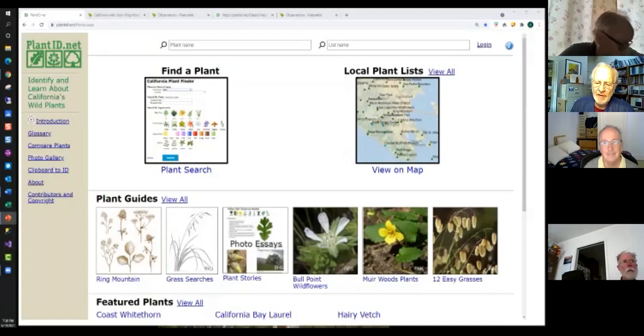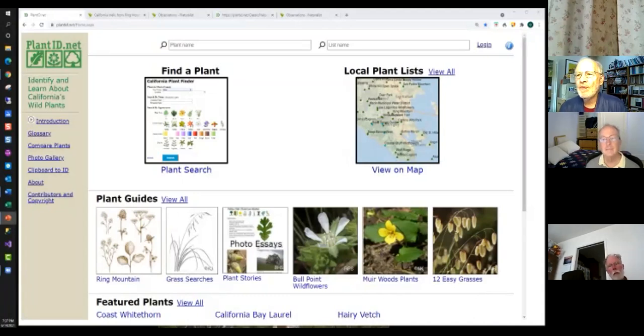The first plant photos in PlantID were the lifetime collection of Marin native plant photos taken by Bill and Wilma Follett, over 5,000 photos. Bruce is now up to over 130,000 photos.